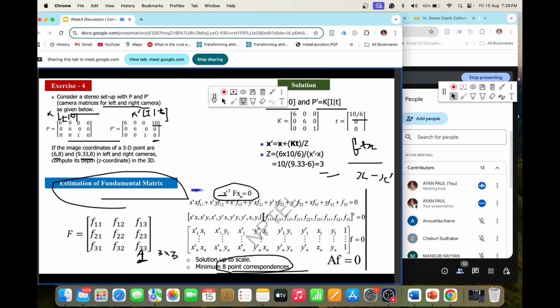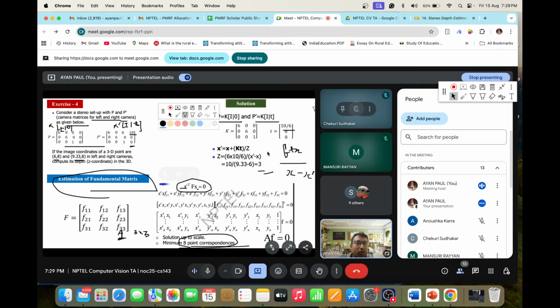So this is regarding the whole theory. Is the depth formula clear to all of you? This last thing is just for theory, but is the depth formula clear? f tx by x minus x dash, when your P is in the form of K I 0 and P dash is in the form of K dash I t, that is pure translation, no rotation. So that is the depth formula.